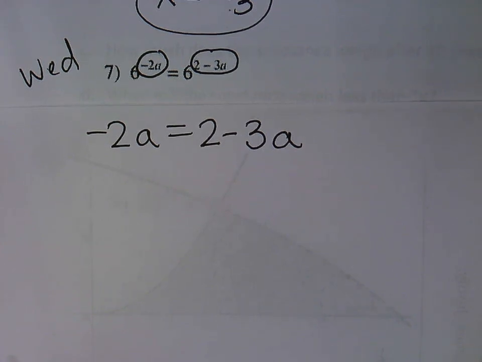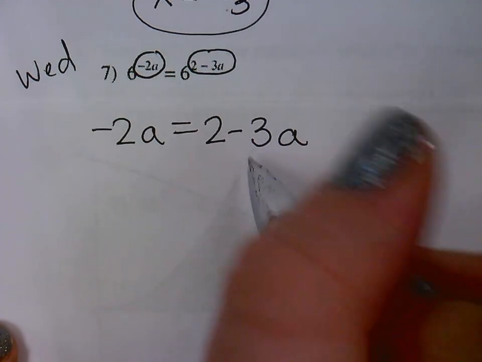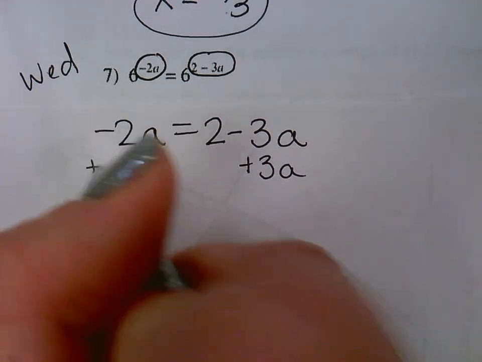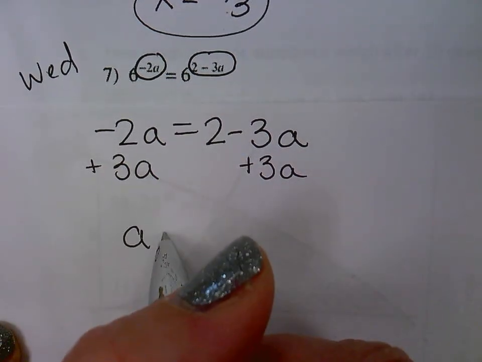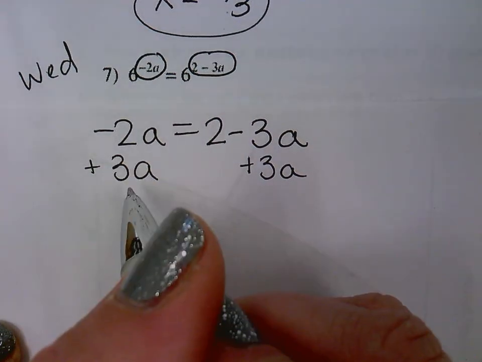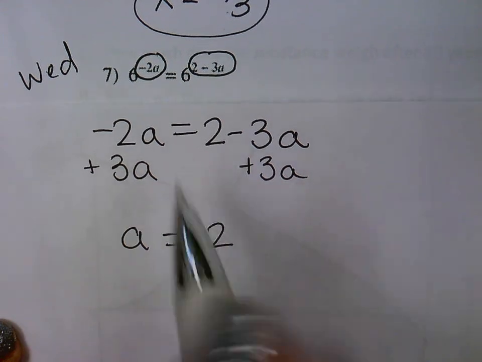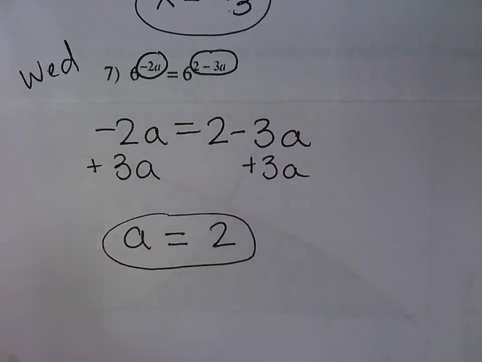How do I get all the a's on one side of the equation? Add the 3a to the other side. So I get a equals, add up, a. And I have finished that problem, I guess. That was pretty short and sweet, but you've got to know how to go from here to here and set up the problem you're actually solving, right?